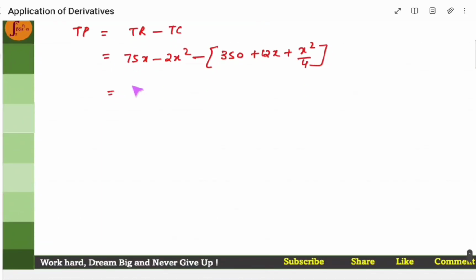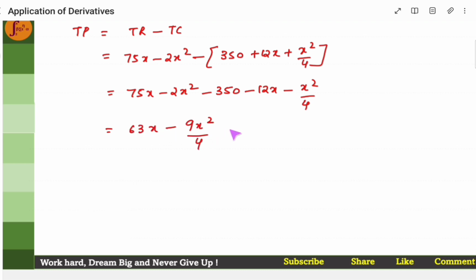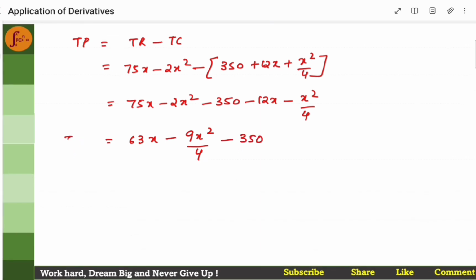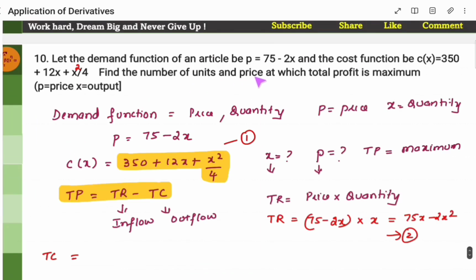So this is nothing but 75x minus 2x square minus 350 minus 12x minus x square by 4. On simplifying this, 63x minus 9x square by 4 minus 350. So this is total profit. We'll have to find the number of units and price when the total profit is maximum.